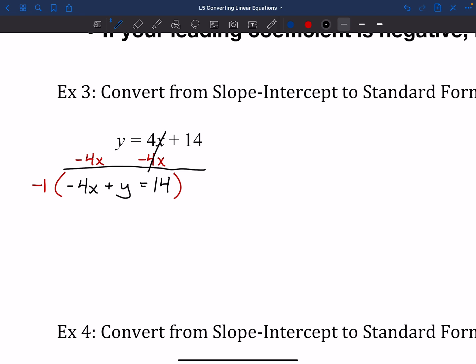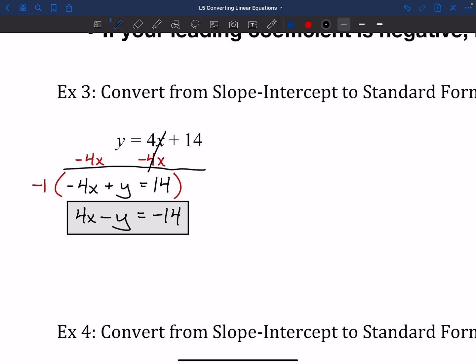So -1 times -4x will give you positive 4x. -1 times positive y will give you minus y. You could also put in minus 1y, but most of the time you won't see that 1 there. And then -1 times 14 will give you -14. All right, so this is where we're hoping to get to. We want to end up with 4x minus y equals -14.